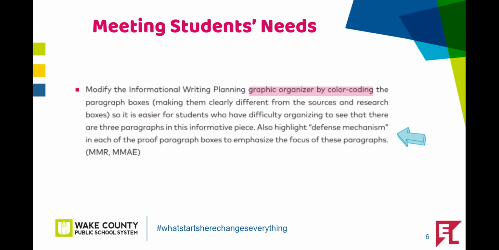This section offers differentiation opportunities for individual students. Effective differentiation is built on a foundation of engaging, relevant, student-friendly learning targets that clearly define expectations for learning. These learning targets remain consistent amongst all students in the classroom, regardless of the differentiation presented to the learner. EL promotes the practice of differentiating the process through which the students may arrive at the learning targets instead of modifying the target itself. For example, consider color-coding the paragraph boxes in the informative writing planning graphic organizer. Also consider highlighting the defense mechanism in each of the proof paragraph boxes to emphasize the focus of these paragraphs.